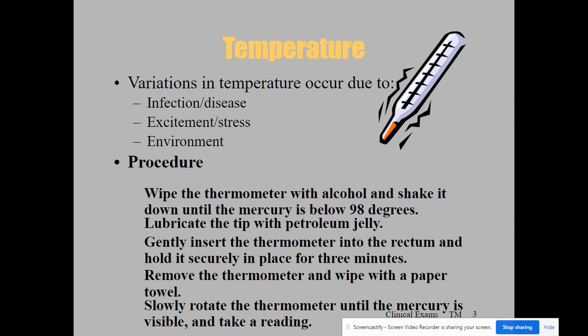Okay. With a mercury thermometer, you're going to rotate it until you find the mercury level, take your reading, and record your reading. And then at that point, you want to thoroughly clean off your thermometer, not just wipe it off. Again, we want to prevent the spread of pathogens.